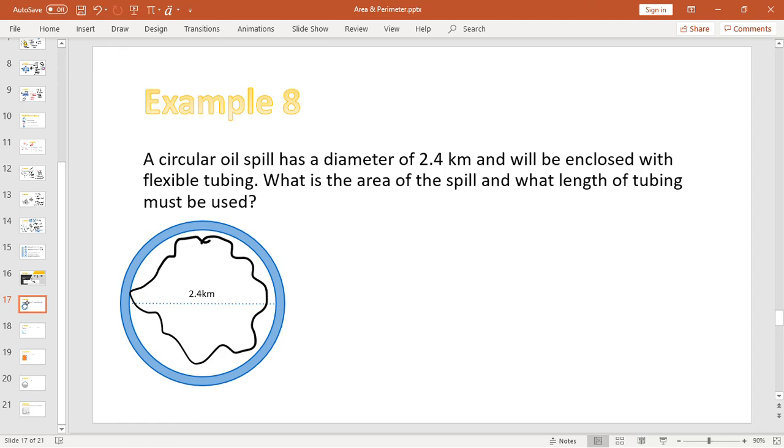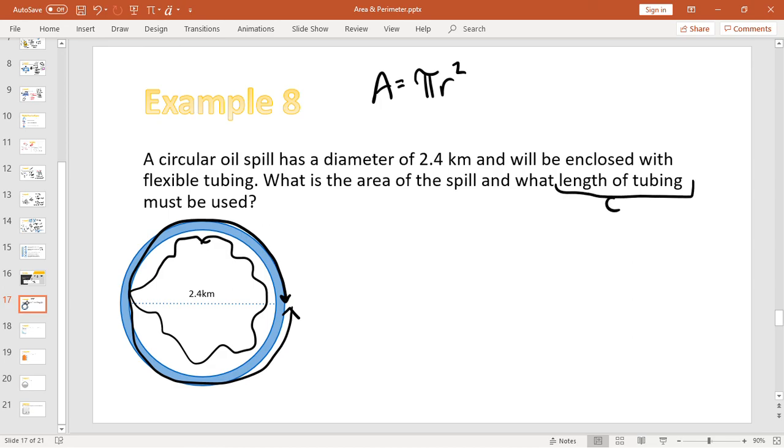So area, that's straightforward. We know that area is pi r squared. When they ask for the length of tubing, they're asking me to go around the outside of the circle. So they are asking for the circumference here. And that's fine. So let's start with the area. My diameter is 2.4, which means my radius is half of that, equals 1.2, and I must use that radius, 1.2 kilometers.